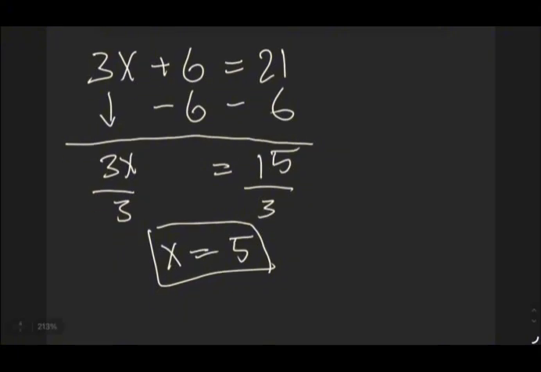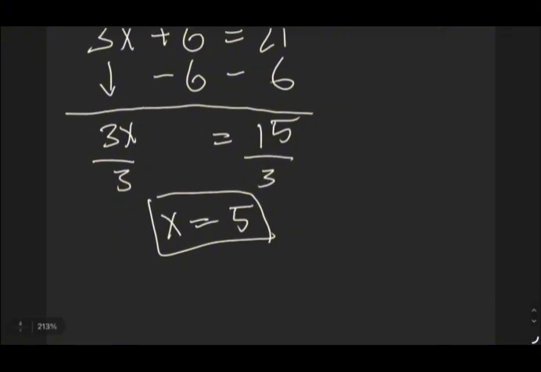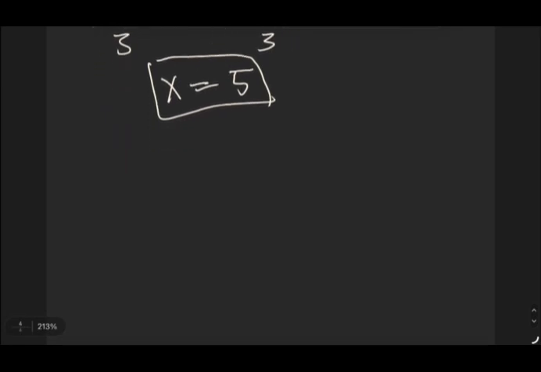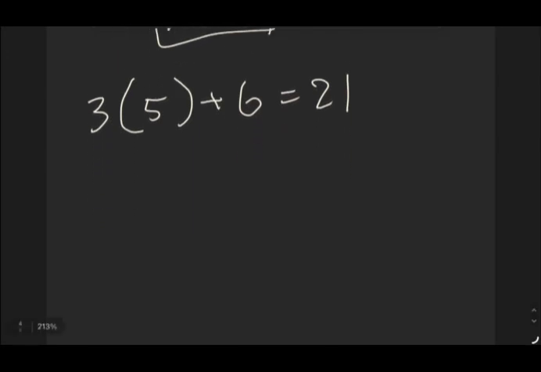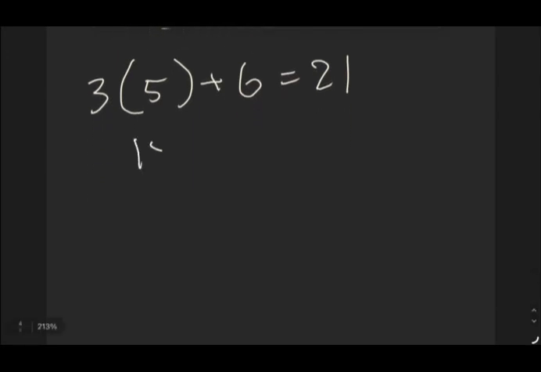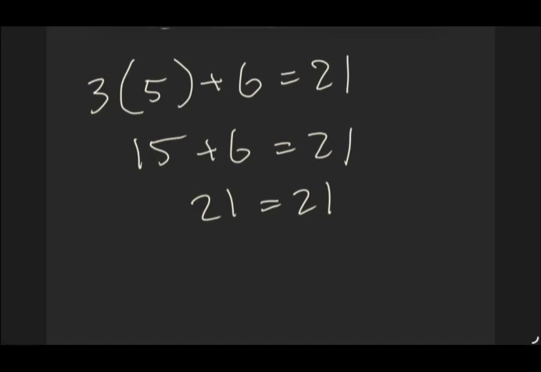If you want to check this, you could plug 5 back into the equation. I showed this in the last video if you want to check it out. 3 times 5 plus 6 is equal to 21. Let's see if that's valid. 3 times 5 is 15, plus 6. 15 plus 6 is 21. And 21 is equal to 21, so our answer is correct after all.